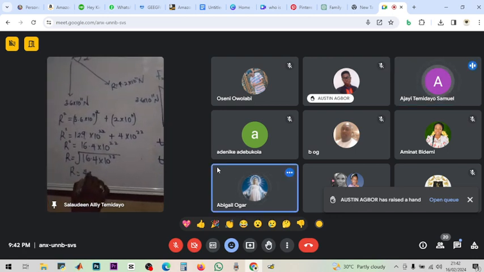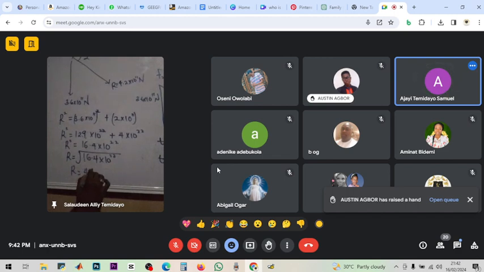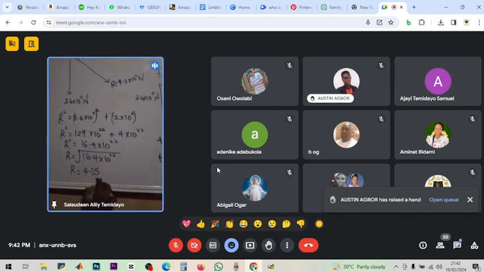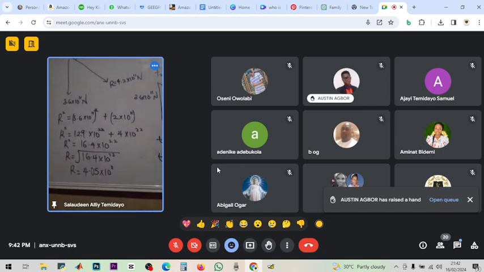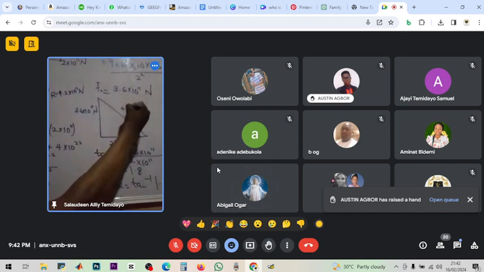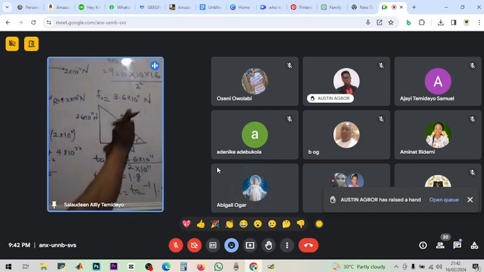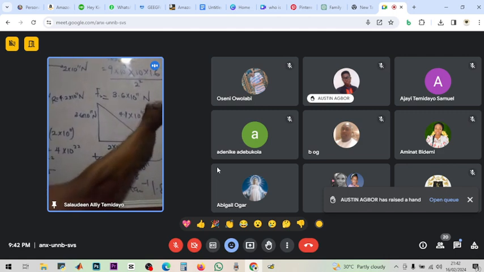On the calculator, it's approximately 4.05. Okay. 4.05 times 10 raised to the power of 11. Thank God we didn't use it any further, so it doesn't affect our results. So let us take it to one decimal place as others. So 4.1 times 10 raised to the power 11.